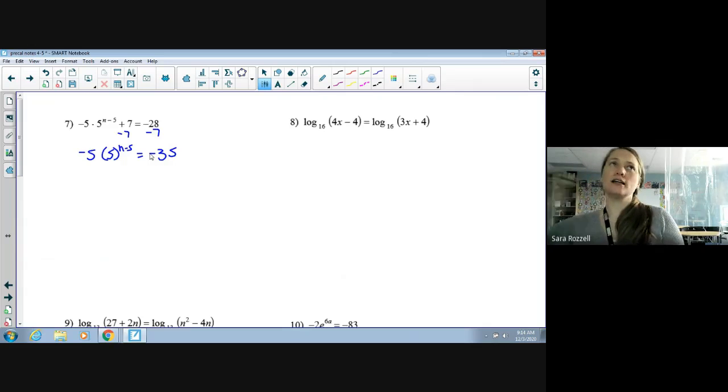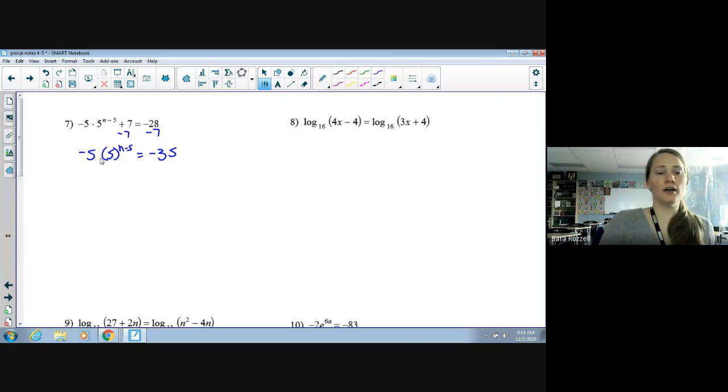And then what do we do next? What are we going to move next? The -5, yeah. Some people get confused and they think they need to multiply these together. You don't ever multiply a number that's not raised to anything with a number that is raised to a power. So these two don't ever get combined together. So just make sure that you remember that.